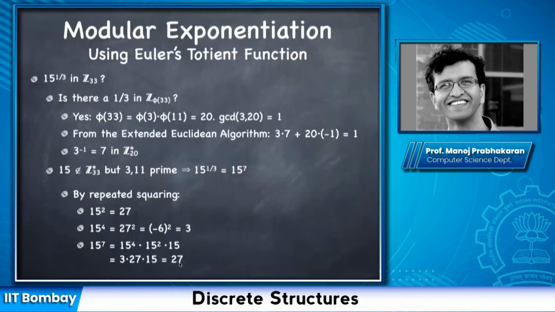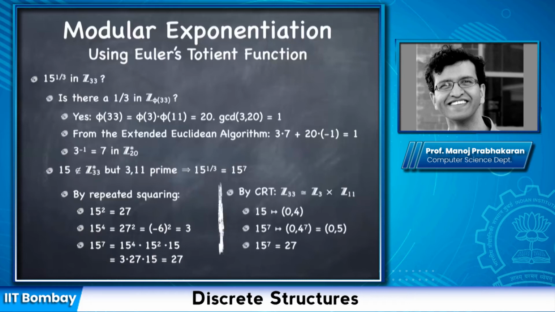Now, if you're not very comfortable just trusting me, and you don't have the patience to carefully check it, here is a simpler explanation of why it is 27, which is something you can verify just by looking at it. So remember, Z33 has a CRT representation, modulo 3 and modulo 11, right? So I can take this number 15 in Z33, modulo 3 it is 0, and modulo 11 it is 4. And now I have to raise this to the power 7. So 0 to the power 7 is conveniently 0. It's 4 to the power 7 modulo 11 that I'm interested in.